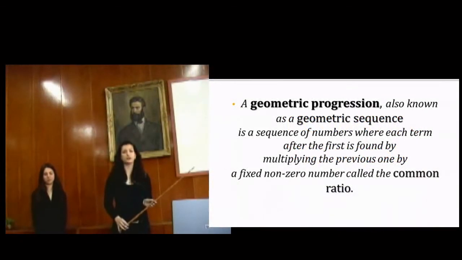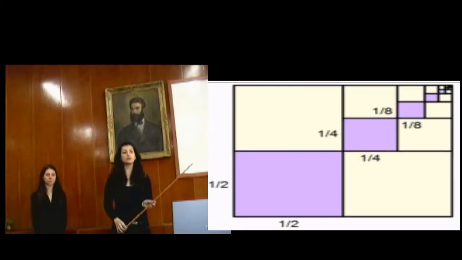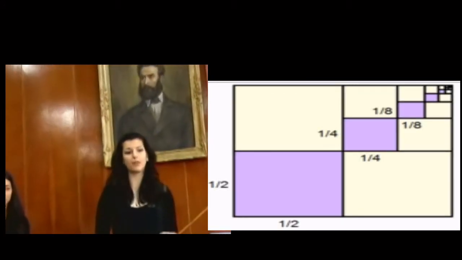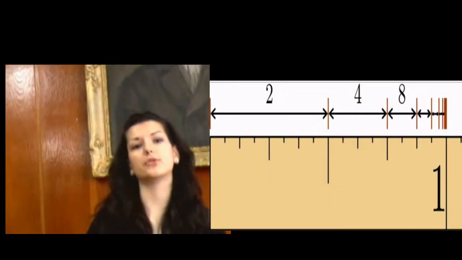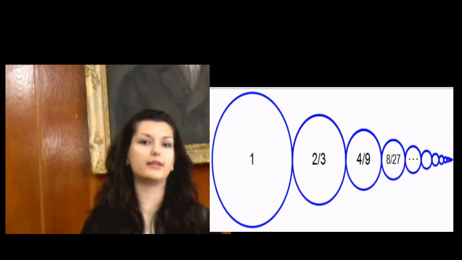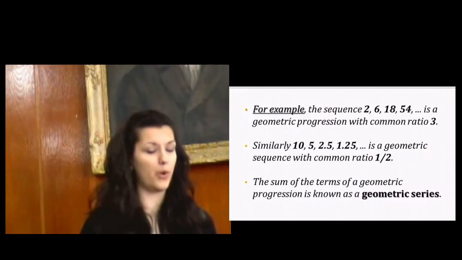A geometric progression, also known as geometric sequence, is a sequence of numbers where each term after the first one is found by multiplying the previous one by a fixed non-zero number called common ratio. Then we have three pictures for the common ratio: the first one, the second one, and the third one.